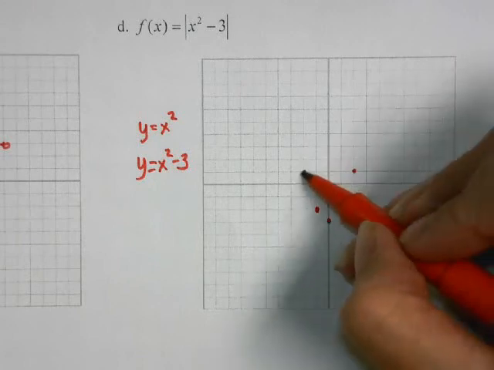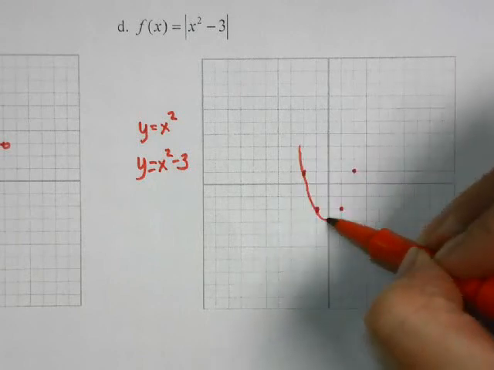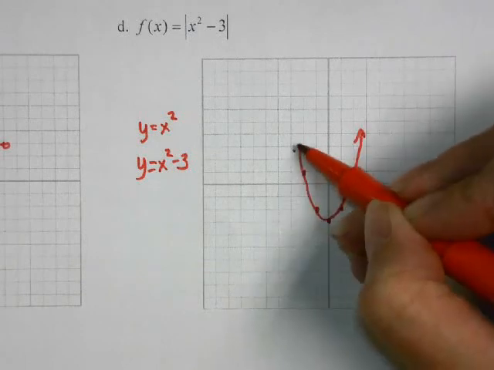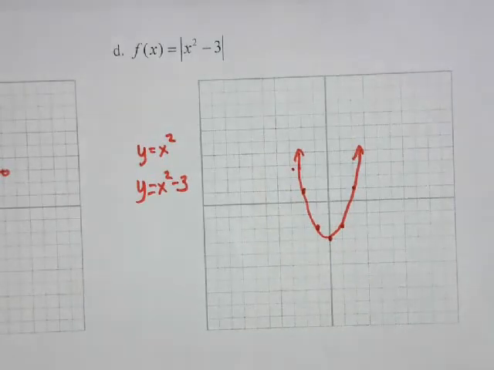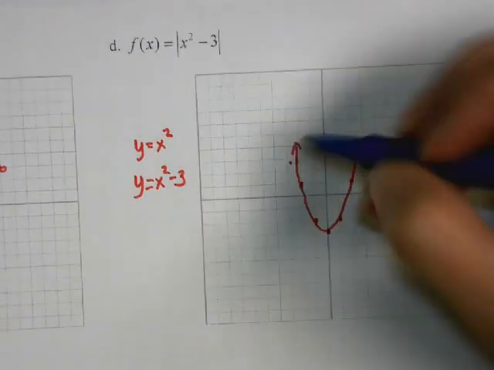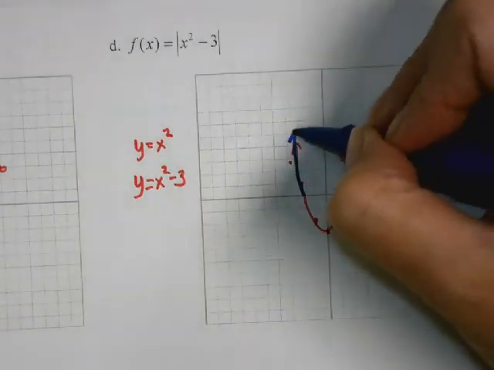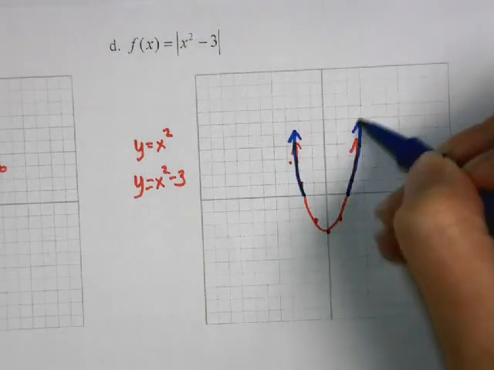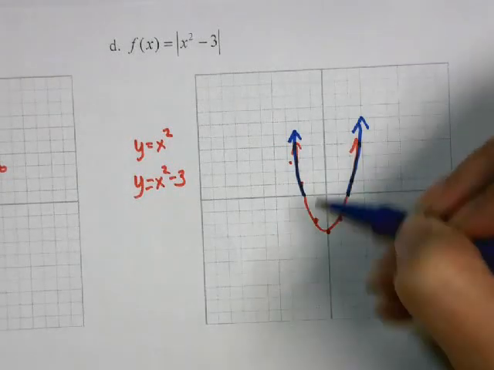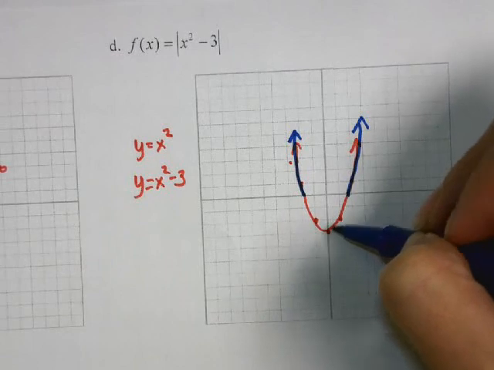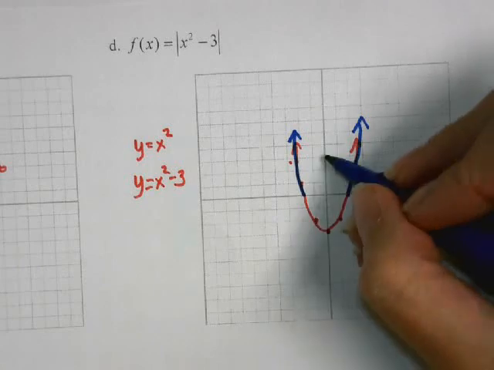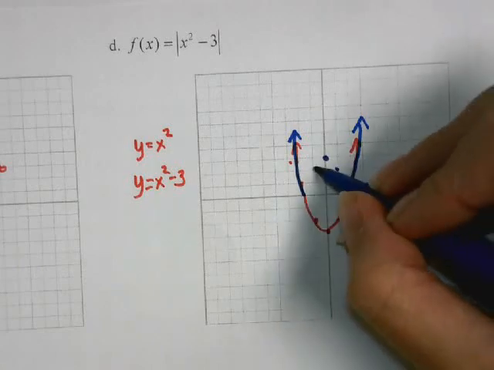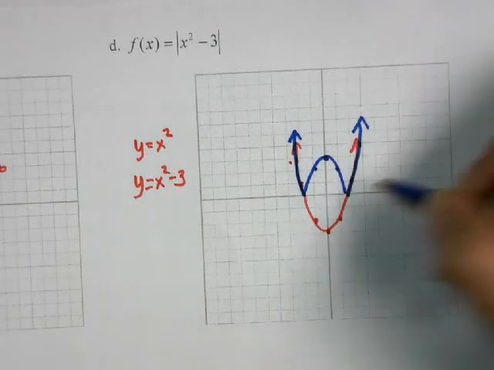Okay, so this would be the inside of this. What the absolute value is going to do is it's going to take the negative stuff and reflect it. So this part of the graph is going to stay the same. This is going to get flipped over. So if I plug in 0 into this, I'm going to get a -3, but then it becomes the opposite value of that. So this whole thing ends up looking like a W. That is families of graphs.